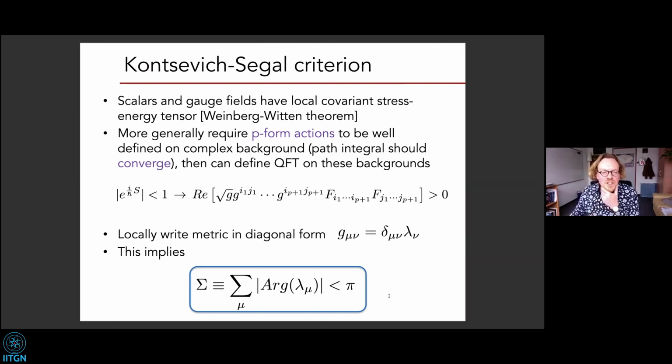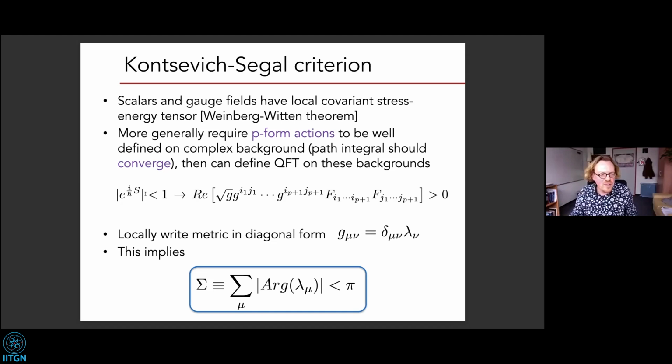Now, what Kontsevich and Segal note is that scalars and gauge fields have local covariant stress-energy tensors due to the Weinberg-Witten theorem. And so what you would really want is, for quantum field theory to make sense, scalars and gauge fields should have a well-defined action on any background that you choose. So they look at quantum field theory in a fixed but curved and potentially complex background. And they say we want the path integral to be able to converge on such a background for any possible scalar field or gauge field configuration. If that's true, then any quantum field theory on these backgrounds is essentially fine.